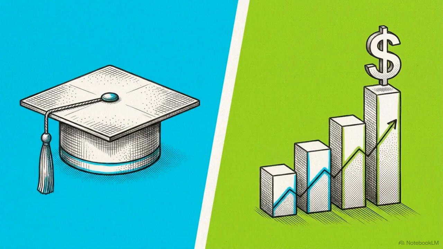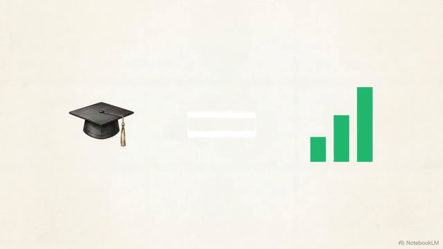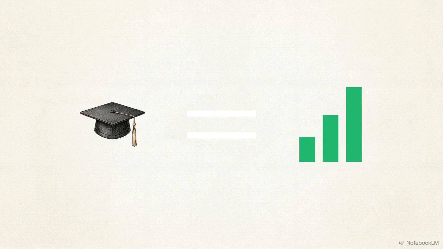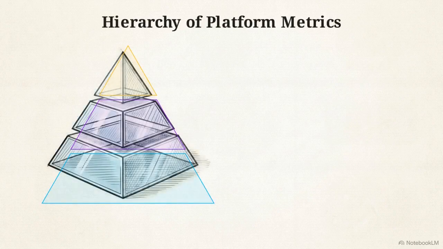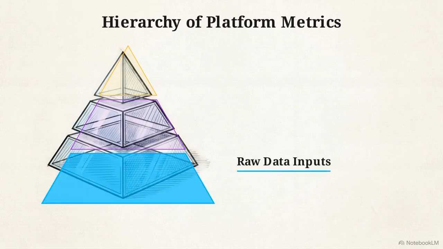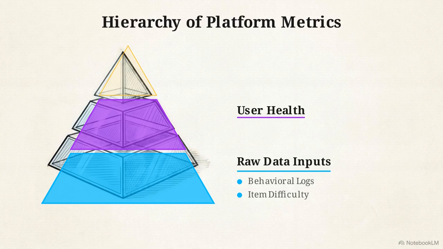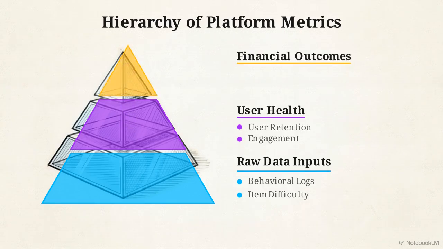There is a persistent assumption in EdTech that product analytics and learning analytics serve different goals. In reality, pedagogy and profit are mathematically linked. This diagram illustrates the hierarchy of platform metrics. The base layer is built entirely on behavioral logs and item difficulty. The precise tuning of that microscopic data dictates the health of the middle tier, the product metrics. This is where user retention and overall engagement are measured.